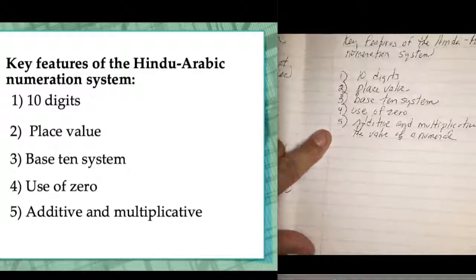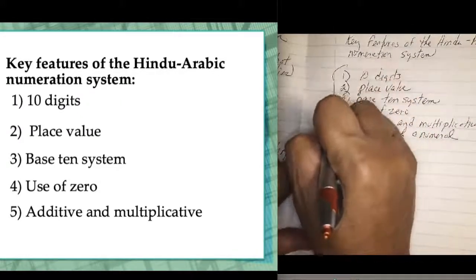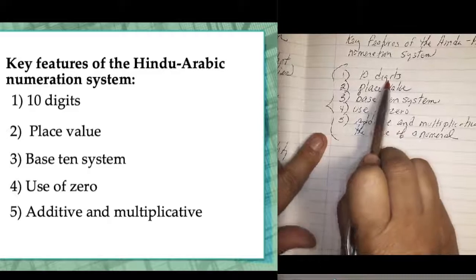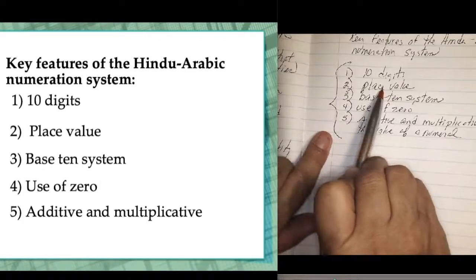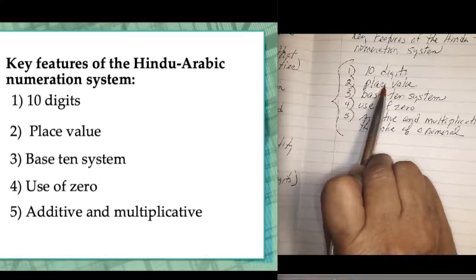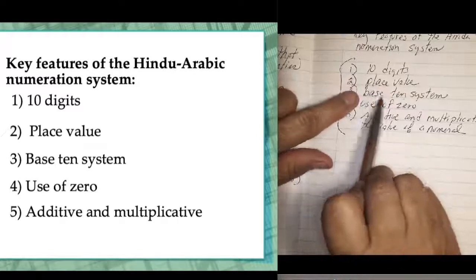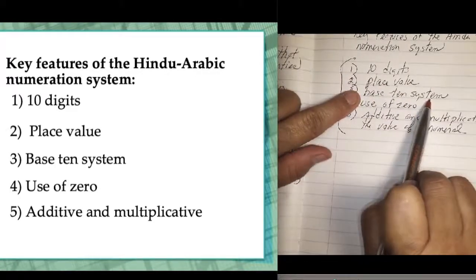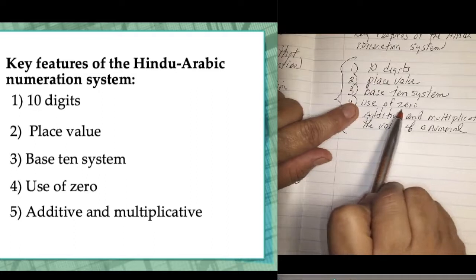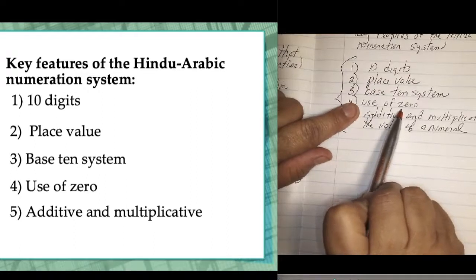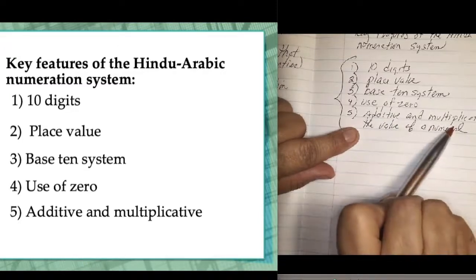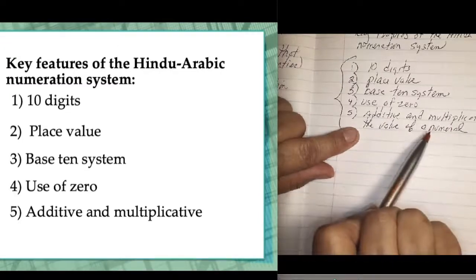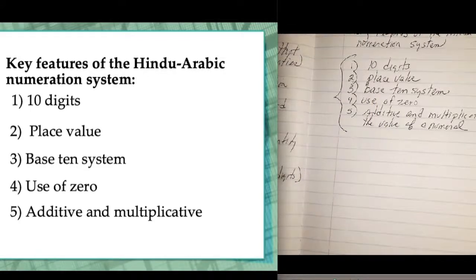Okay, so we have our key features. Our system uses 10 digits from 0 through 9. We rely on place value to determine the value of the digit, where that digit is placed. Is it a ones? Is it a tens? Is it a hundreds? Our base 10 system is groups of 10. We use a 0 as a placeholder. And we're going to use expanded notation, which uses addition and multiplication to determine the value of a numeral. So we'll look at some examples in a minute.